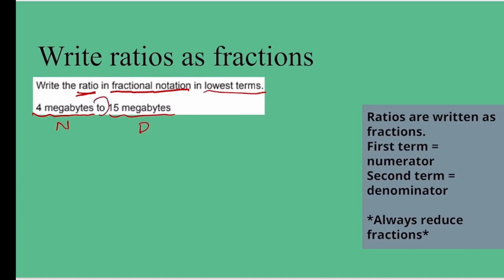And typically the ratio is going to say something to something else. So in this case, it would be 4 to 15. As a fraction, it would be 4 divided by 15. And that cannot be simplified, so that's your answer.